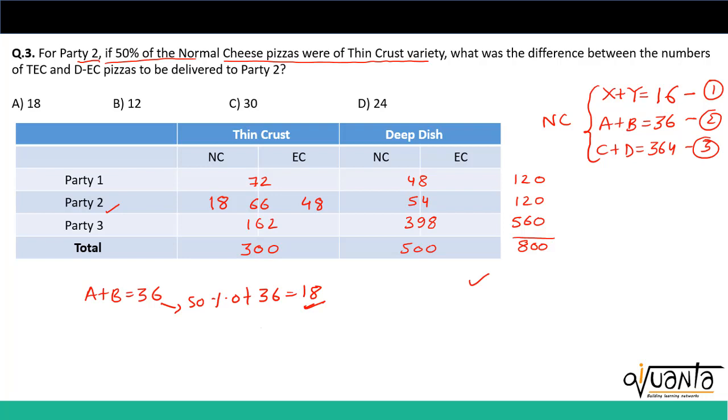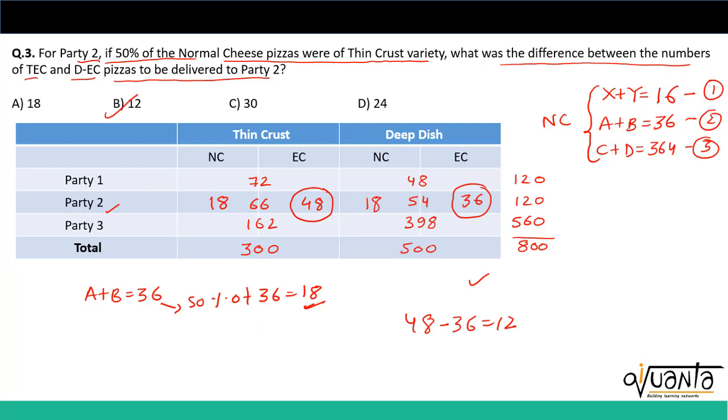Now 18 thin crust are normal cheese, so normal cheese of deep dish in party 2 will be 18, because 18 are here and we have a total of 36, so 18 will be here. Hence 18 are normal cheese, that means 36 will be extra cheese. Now we have been asked the difference between the numbers of thin crust extra cheese and deep dish extra cheese pizzas to be delivered to party 2. So thin crust extra cheese is 48, deep dish extra cheese is 36. So the difference will be 48 minus 36, which gives us 12. Hence B will be the correct answer.